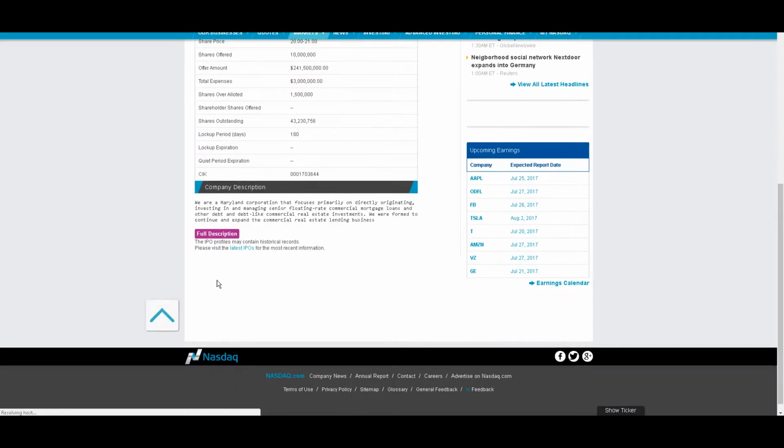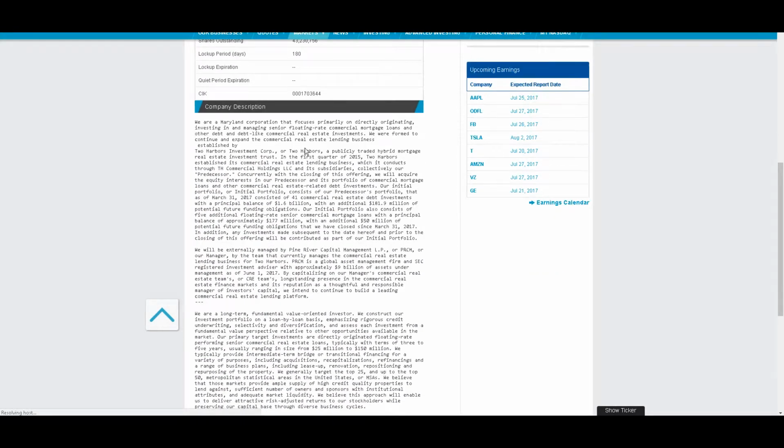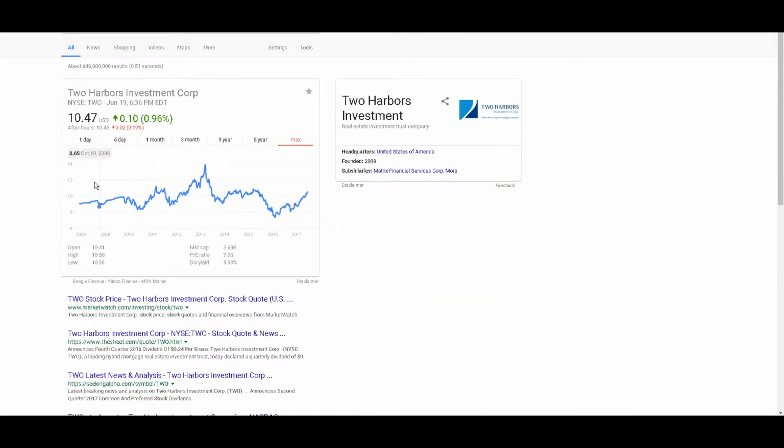Down below here, they have a full description of their company. I was reading it through earlier, and one of the key points is that they were formed to continue to expand the commercial real estate lending business established by Two Harbors Investment Corp. That's where I pulled up this information. Two Harbors Investment Corp. was started in 2007, and I think it started around $8 to $10, or maybe even less than that. Back in 2007, it started around $9 publicly.